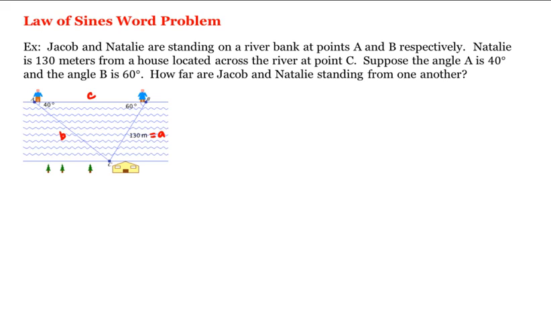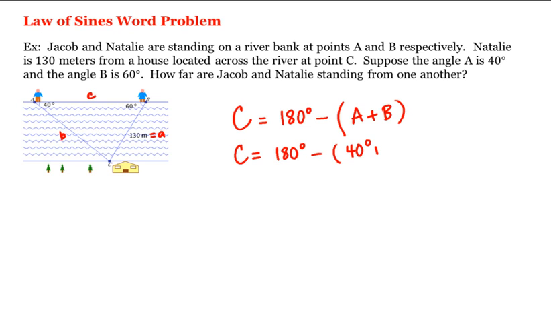Well, since we want to find little c, we need to know capital C in order to apply the law of sines. However, since the sum of the angle measures in a triangle is 180 degrees, we have that capital C is equal to 180 degrees minus A plus B, or C is equal to 180 degrees minus 40 degrees plus 60 degrees. And 40 degrees plus 60 degrees is 100 degrees, which means C is equal to 180 minus 100, or 80 degrees.